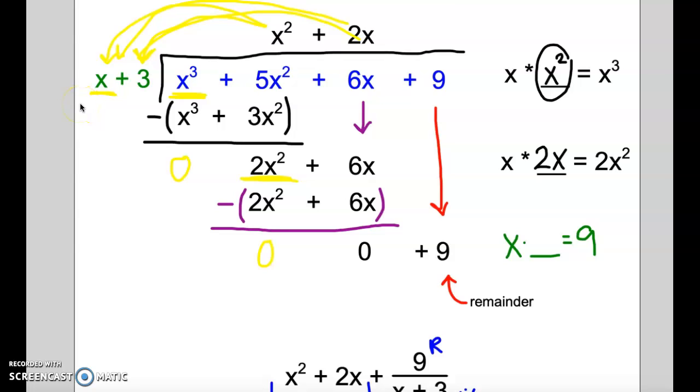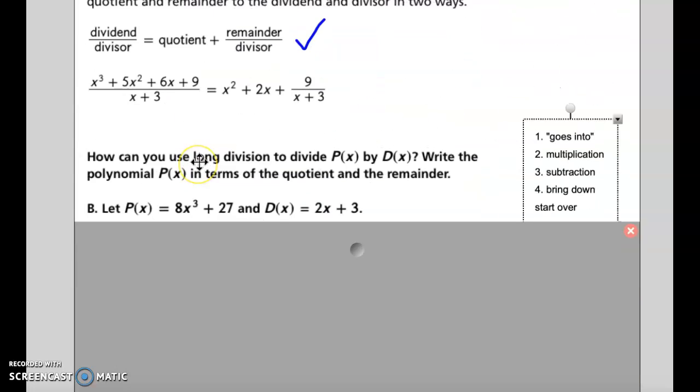Okay, we're back, guys. So thanks for watching this next video. It's a little bit different than the first example we did. So we have to remember before we set this up to look really carefully at the terms that we have in our dividend. So let's take a look at this next example.